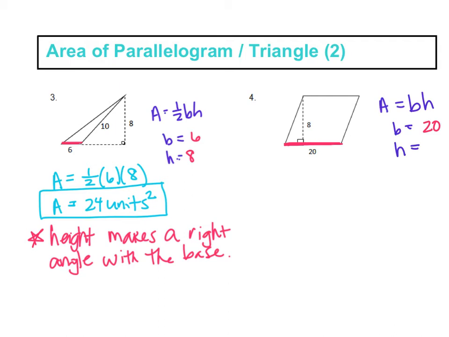The height is from the top of the parallelogram forming a right angle with the base. So that is going to be 8, and so that's pretty straightforward. Area is equal to base times height. 20 times 8 is 160 units squared.